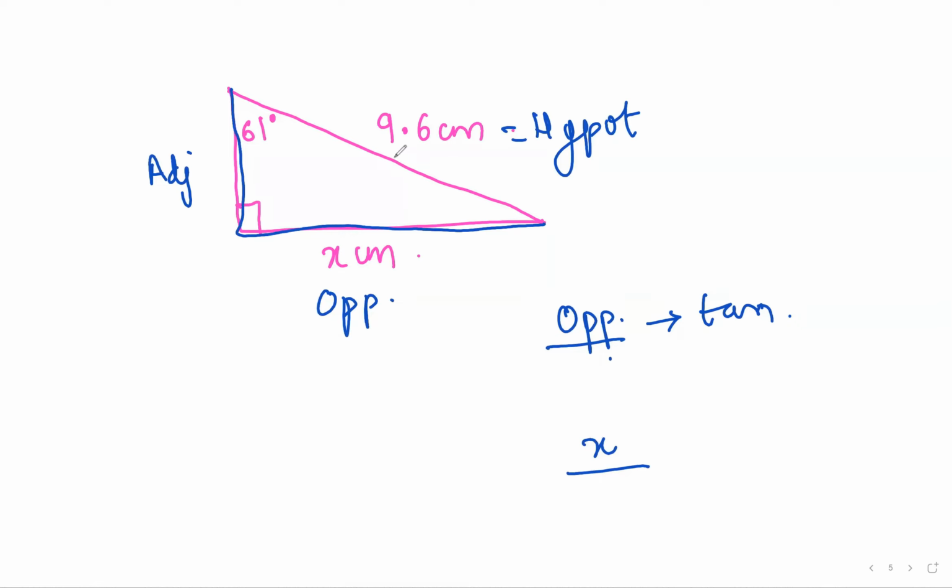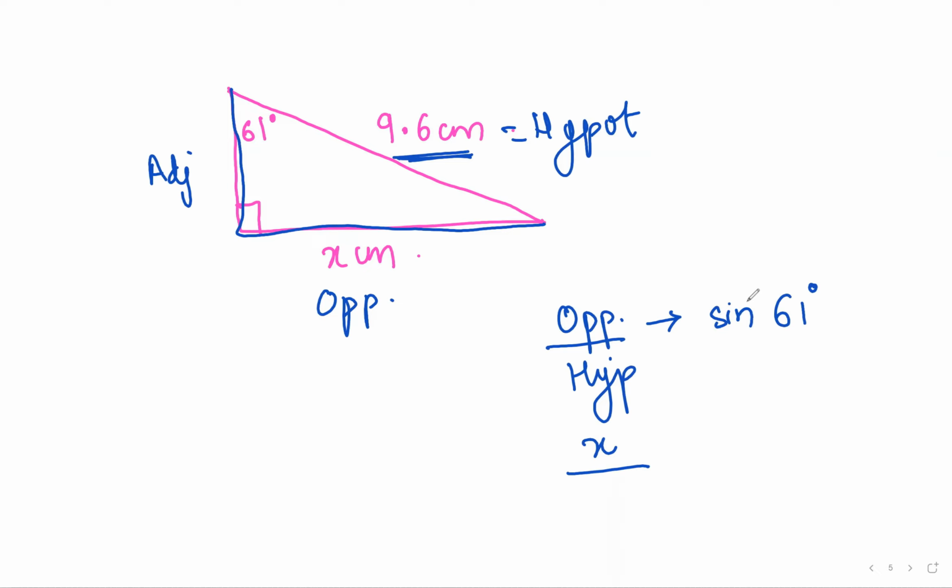We have opposite and hypotenuse, right? We don't have any value for adjacent over here. So I have opposite and hypotenuse, and I have this angle, which is 61 degrees. So opposite over hypotenuse is whose formula? Opposite over hypotenuse is the sin formula. So we have sin 61 degrees. You can say sin, you can say sine, it depends on your pronunciation.